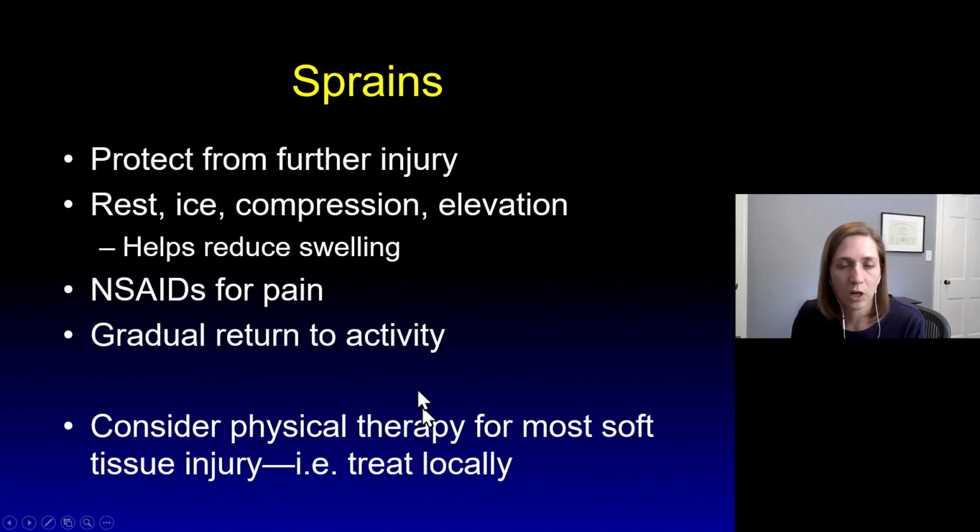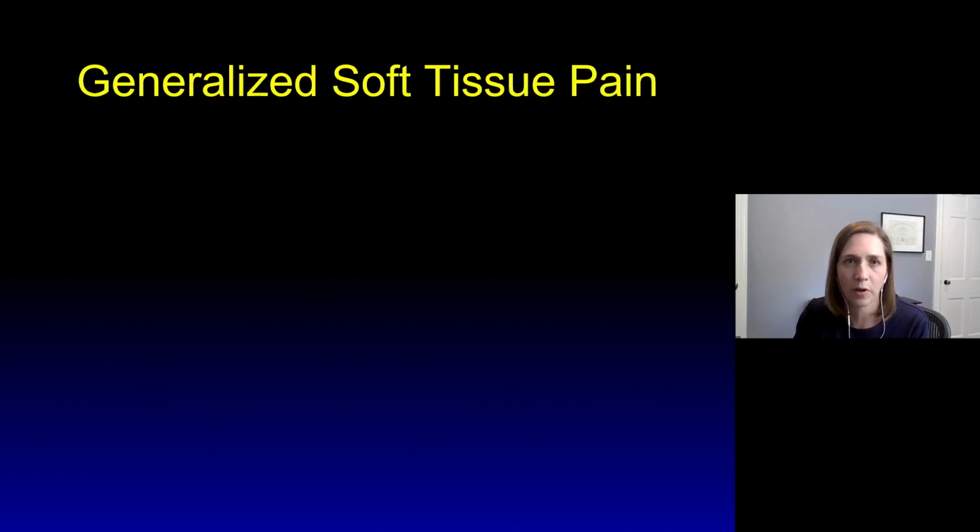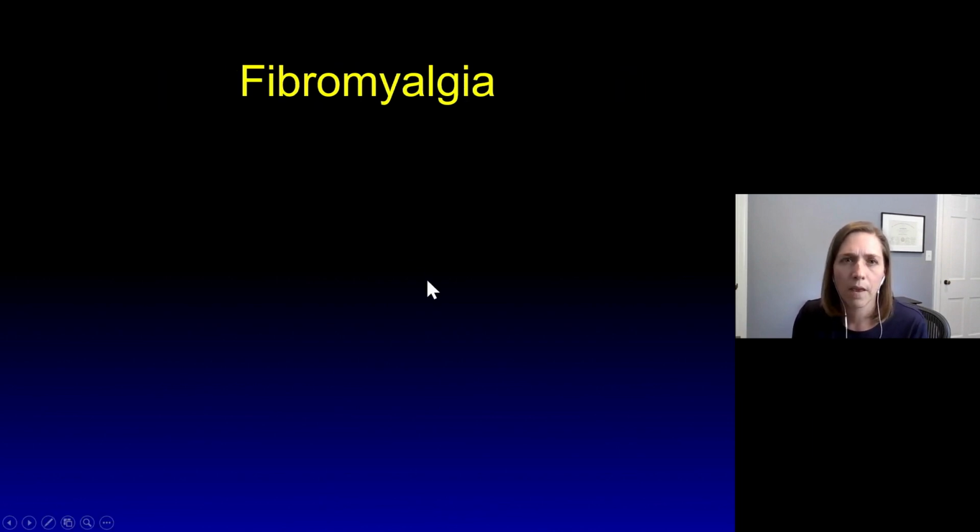So the idea is that you want to treat locally any of these sort of things. If the shoulder hurts, physical therapy first, and then you can evaluate if it's not getting better and refer them on. So now that I've talked about these local structures, let's talk about generalized soft tissue pain.